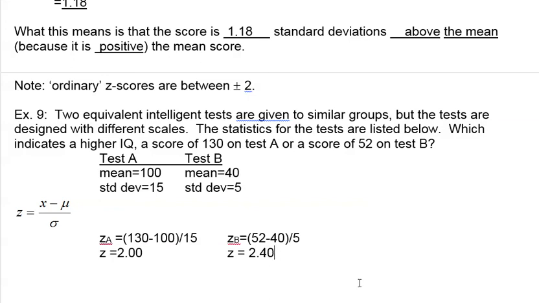So if we just looked at the 130 and the 52 without taking them back to these Z-scores, all we could really tell is that they're above average. They're both above average. But when we compare the Z-scores, we can see that the 52 on test B is 2.4 standard deviations. Not only is it higher than the 2 of test A, it's an unusually high value, right? It's outside of that plus or minus 2. So therefore, we can decide that 52 on test B indicates a higher IQ than 130 on test A.